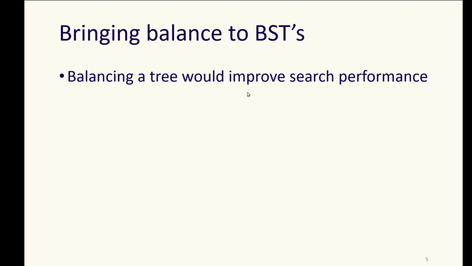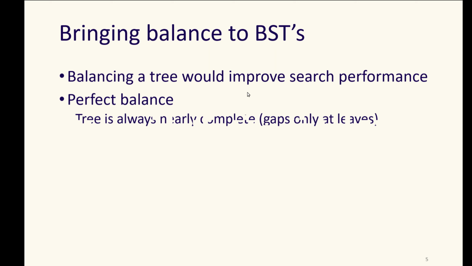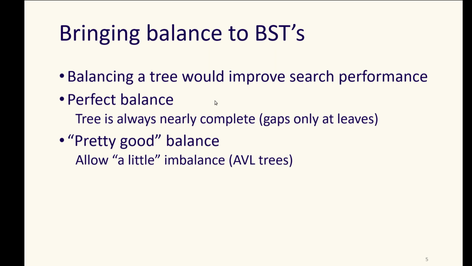We know that balancing our trees would improve search performance, and it would be great to have perfect balance, like the tree we saw a moment ago, where it's completely even on both sides of any given node. Or at the very least, if we can't have that because there aren't the right number of nodes to fill it all out, then we could get only having gaps at leaves. We may settle for pretty good balance, where we allow a little bit of imbalance, and that's going to be part of the design of an AVL tree.